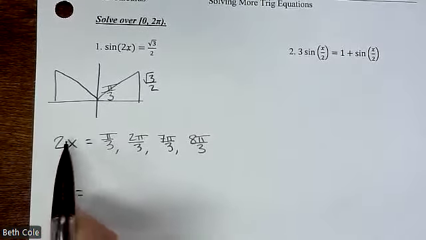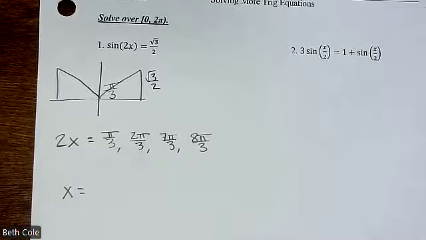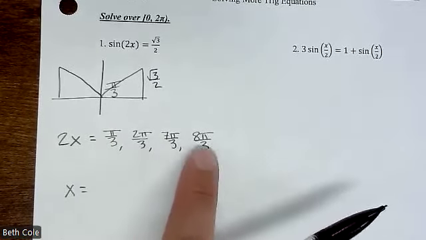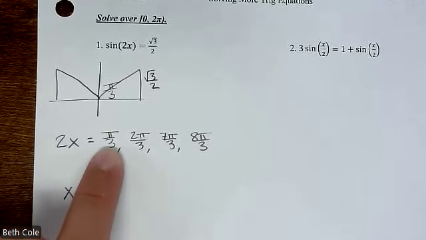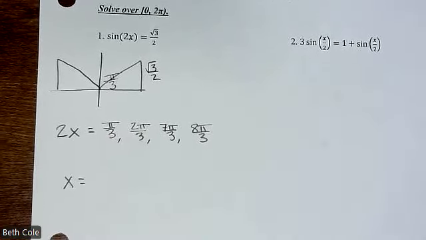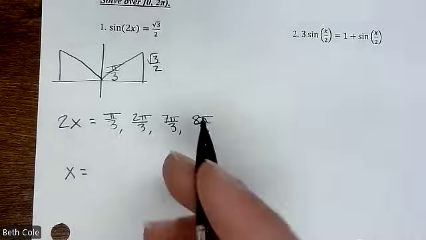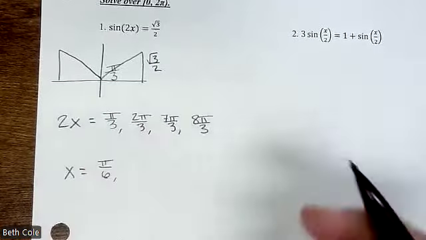To get x by itself, you would divide by 2. So you have to take all these answers and divide by 2. If you divide by 3 and then you divide by 2, you have now divided by 6. Think of the pizza slices. Like you had 3 slices, but then you divided them in half. They're going to all be 6. So this first answer is pi over 6.